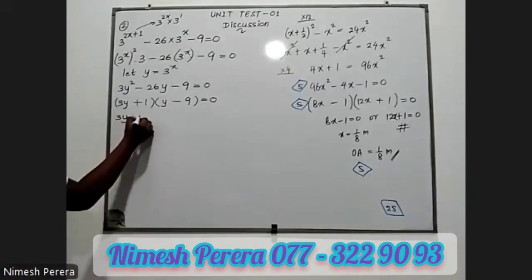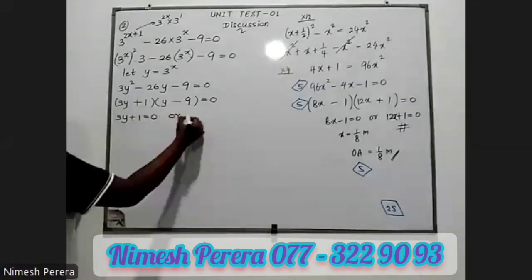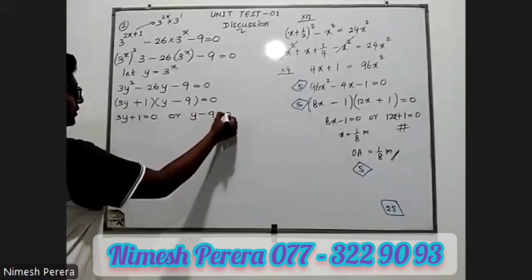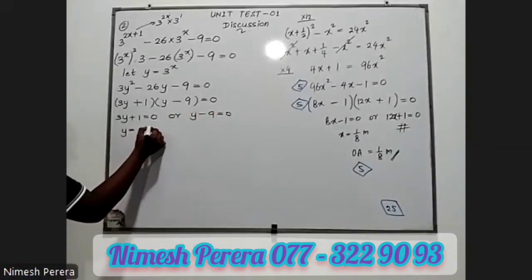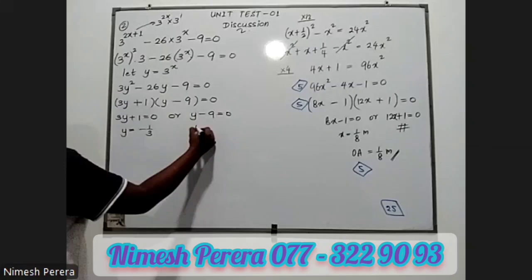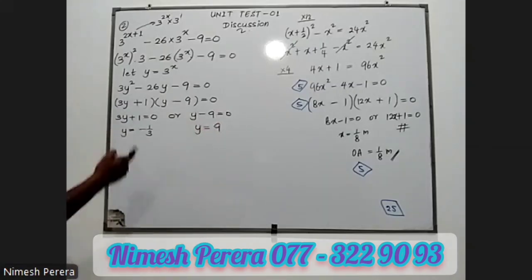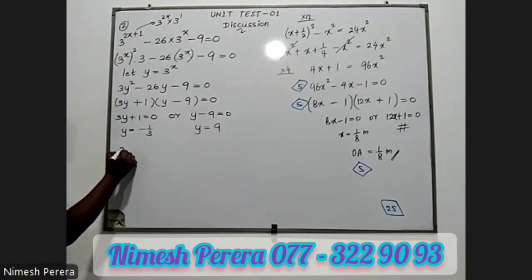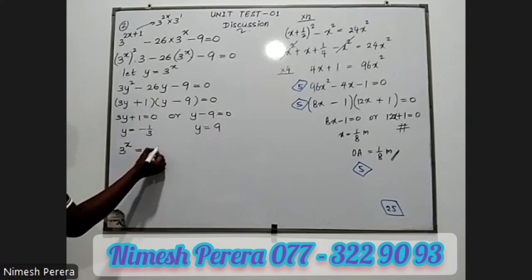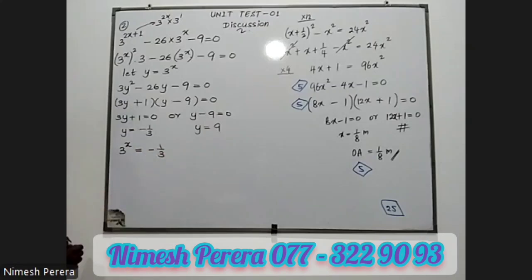Then you can equate these factors to 0. First answer, minus 1 over 3. Second answer, 9. Now what is y? y is not our variable given in the question, so we have to convert this into x. y is 3 to the power x. 3 to the power x equals minus 1 over 3.